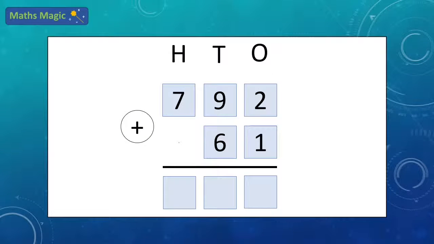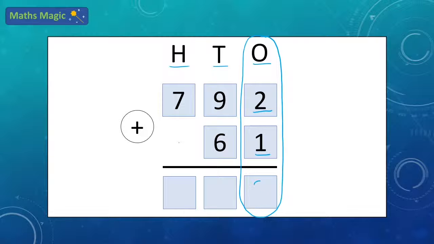Okay, let's take a look at our question. 792 add 61. For the formal addition method, we've arranged these numbers in their place value columns of ones, tens and hundreds. Okay, let's have a look at how to start this calculation. We're going to start with our ones column here. We know that 2 add 1 equals 3, and we put that under our ones column here.